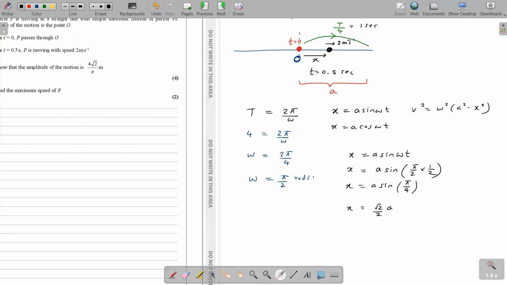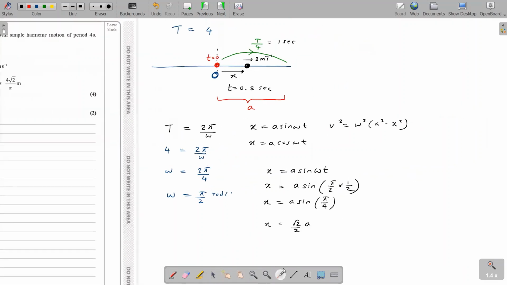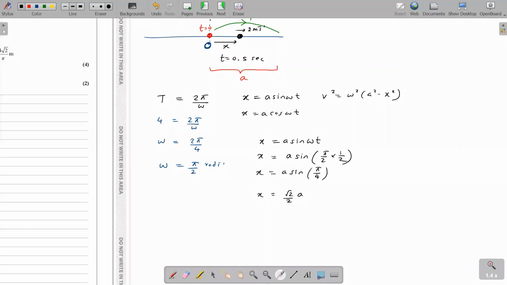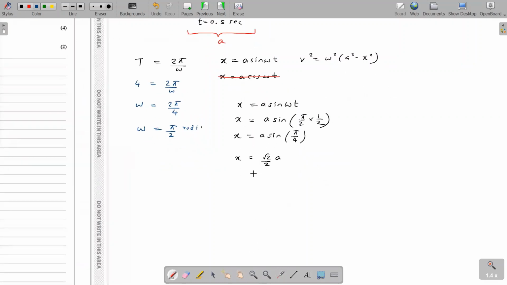So how do I get the exact value of a? The last step here is, now you can see I came to this point. How do I get the exact value of a? Once you come to this, we are going with the equation x equals a sine omega t, since we start at the center. Now they've given you the speed at this point. So you have two approaches to get the a value. There are two methods.